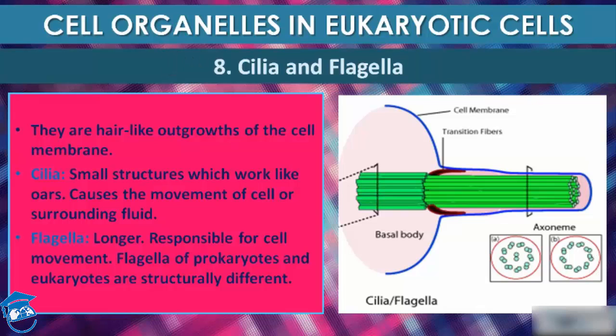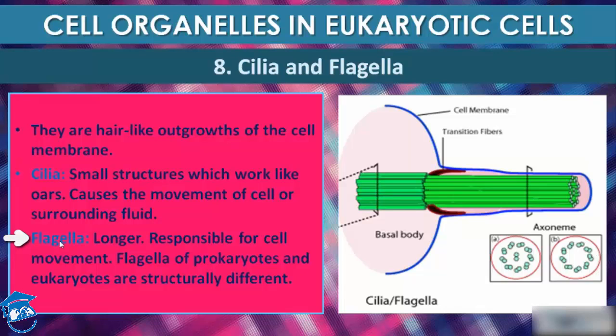So cilia and flagella are hair-like outgrowths of the cell membrane, students. Cilia, whose singular form is cilium, and flagella, whose singular form is flagellum, are hair-like outgrowths of the cell membrane. Cilia are small structures which work like oars that cause movement of either the cell or the surrounding fluid. Flagella are comparatively longer and they are responsible for cell movement.